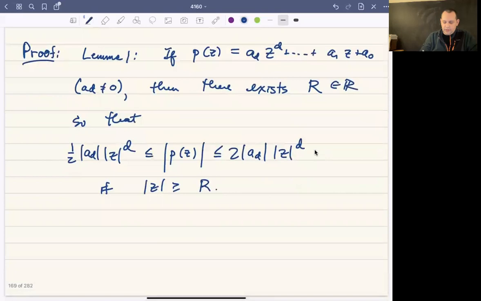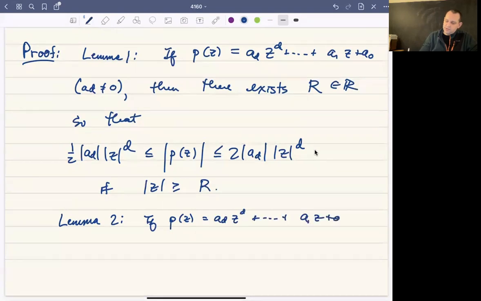The second thing that we're going to need, so lemma 2, is going to say that if p of z is this polynomial, plus a1z plus a naught, and p of z is not equal to 0, then p of z and 1 over p of z, actually we only need it for 1 over p of z, is an entire function.